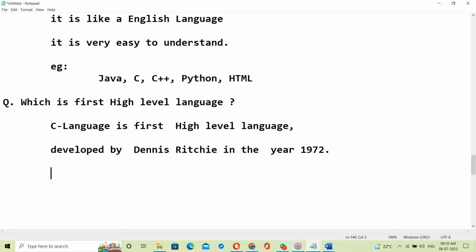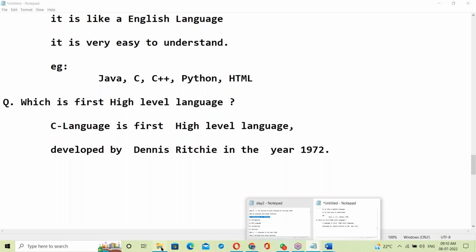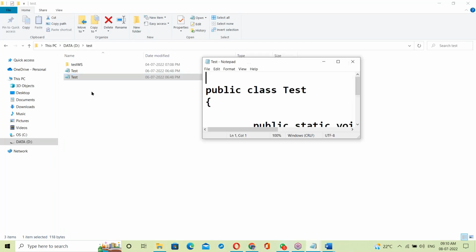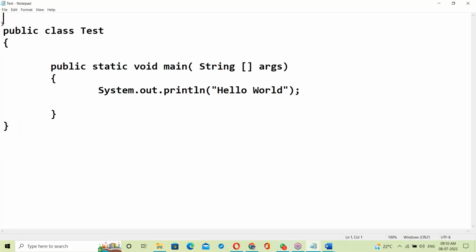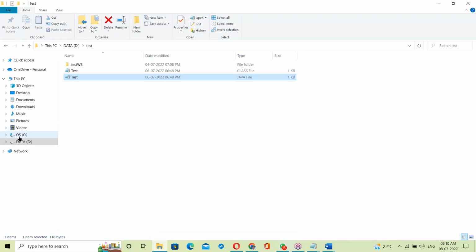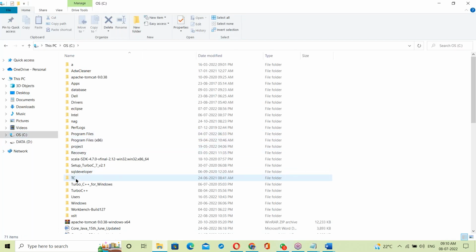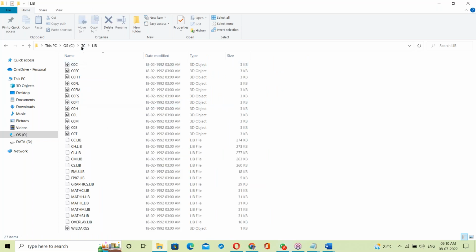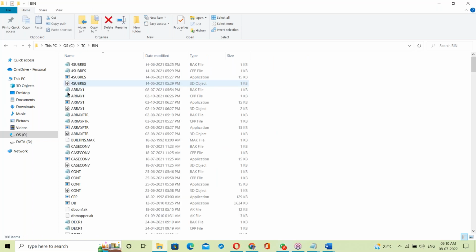Okay, fine. See here. These are high level language programs, like Java is a high level language program, like English language. Now this program has to be converted into binary code. Suppose, for example, a C program.